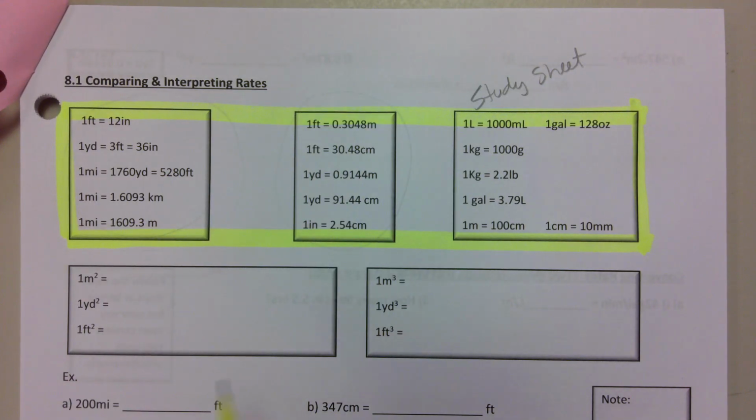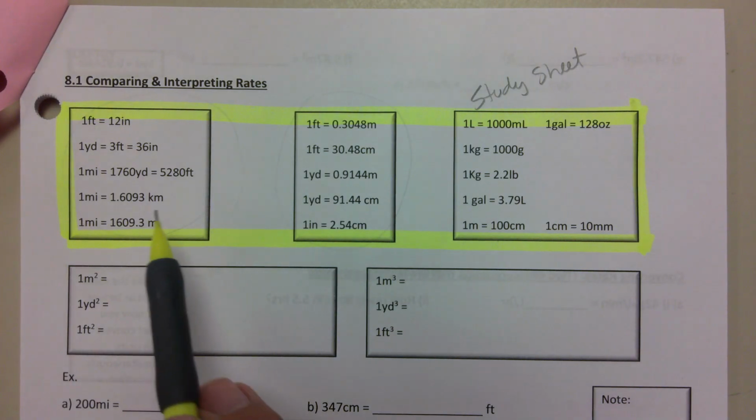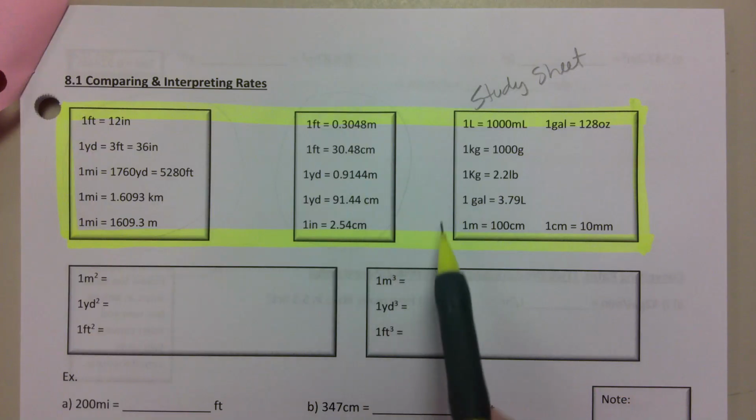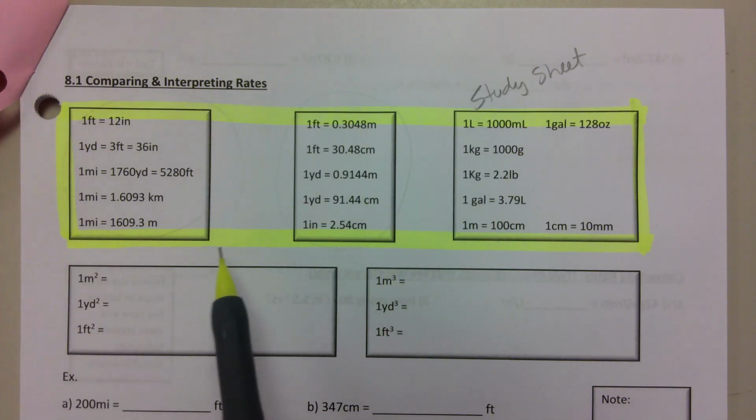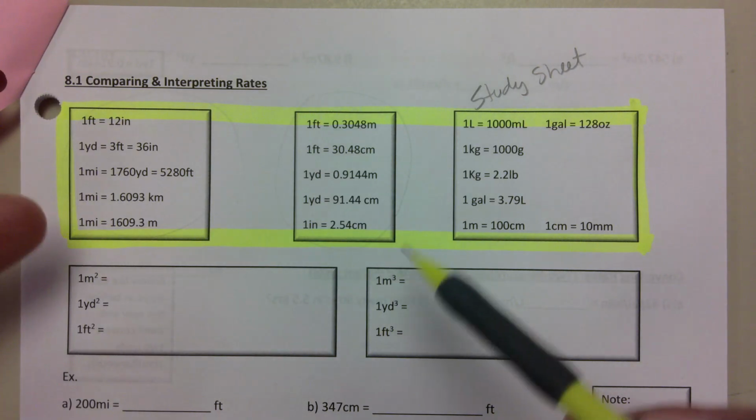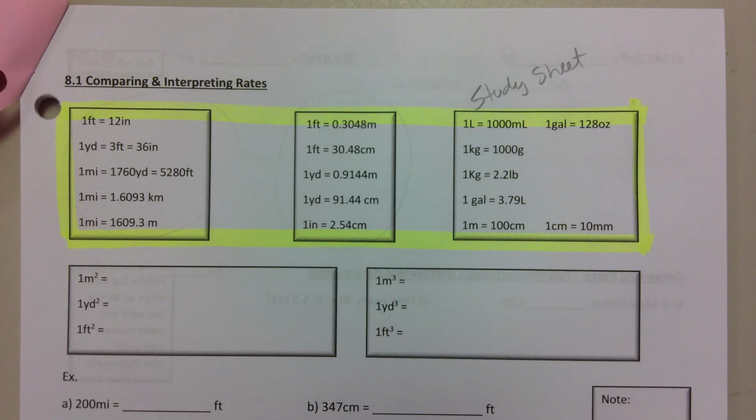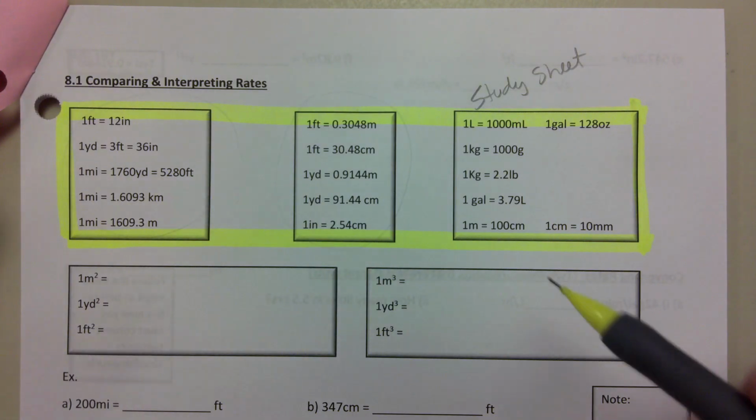Sometimes a question requires you to make conversions that are not found here. I will give it to you. If there's some obscure conversion I want you to make and you're like, wait a minute, I don't have it, I'll probably give it to you on the question. But these are the important ones.